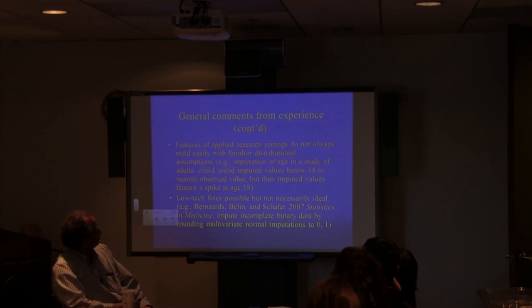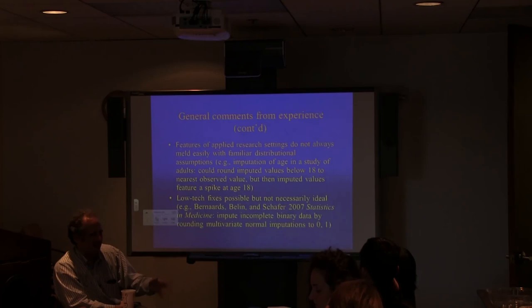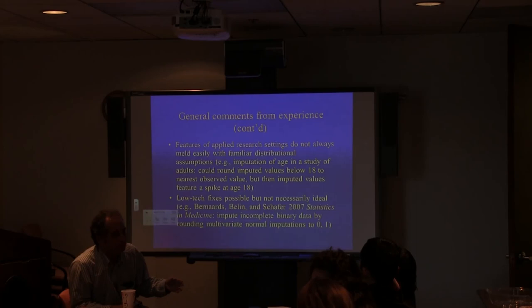Some of the features of the applied settings don't always meld easily with familiar distributional assumptions. The model might not know that it's a study of adults, and so you could end up with an imputed age of 16. You could say, okay, we'll round the age to 18, but then you have a spike of 18-year-olds, which might not be that big a deal unless you're doing a study of 18 to 21-year-olds, and then you're looking at a subset of the data and it becomes a bigger portion of the problem.